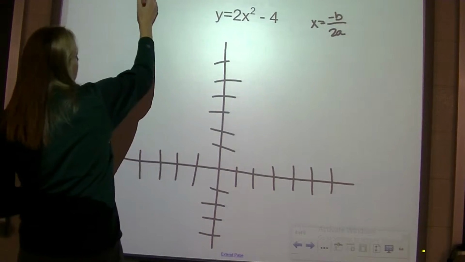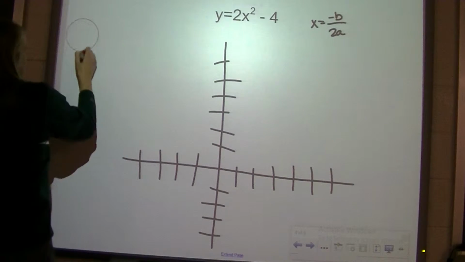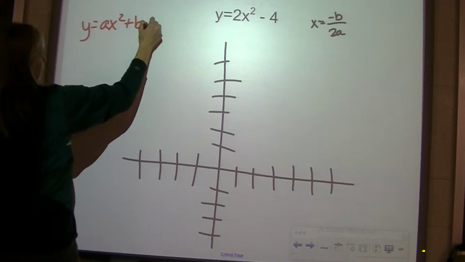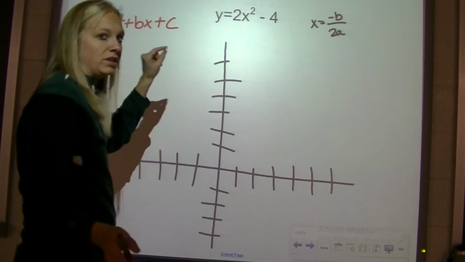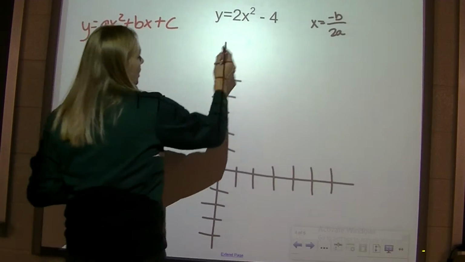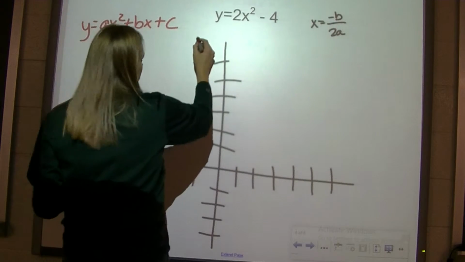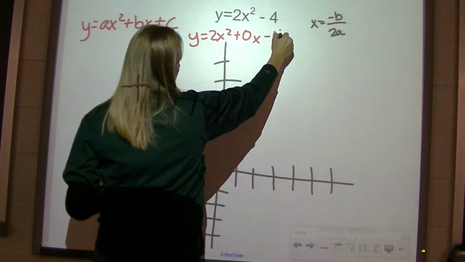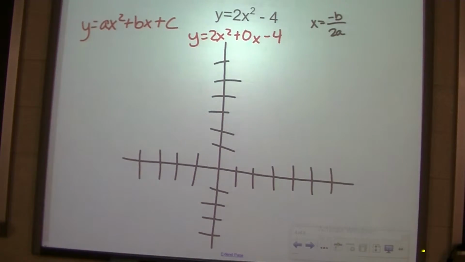If I was looking at the standard form of a quadratic equation, it would be y equals ax squared plus bx plus c. So a is the coefficient of our quadratic term, b is the coefficient of our linear term, and c is the constant term. Here, we don't have a b term, so the coefficient is 0. So this could be rewritten as y equals 2x squared plus 0x minus 4. Some of you might say, well, why isn't it minus 0x? It can be, it doesn't matter, because positive 0 and negative 0 are the exact same thing.